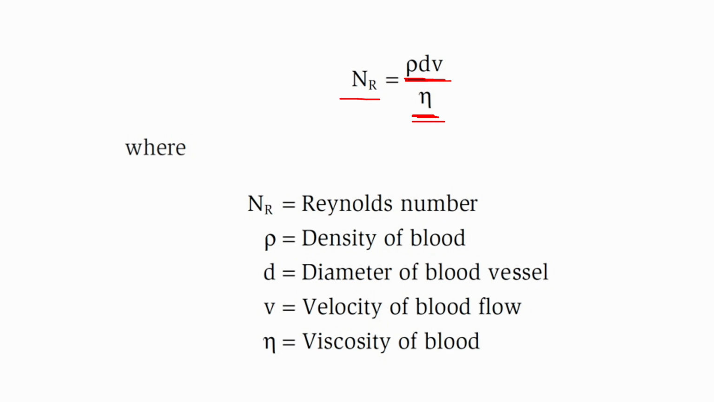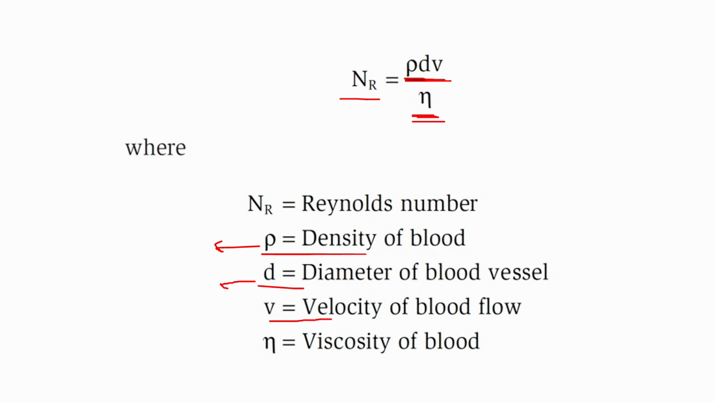And here is the density of blood. So basically, if the density of blood increases, the Reynolds number increases, so the turbulence increases. But physiologically speaking, the density of blood is the least important factor because it rarely changes or rarely has clinical implications. The diameter of a blood vessel is important, so the higher the diameter, the higher the Reynolds number, and the higher the turbulence tendency.